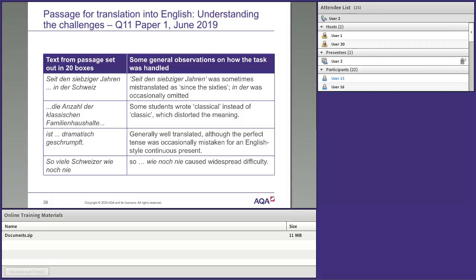So in 2019, 70er Jahre was sometimes translated as the 60s, and in der was sometimes omitted. Classical was often used instead of classic. Sometimes the perfect tense in the ist geschrumpft here was mistaken for an English-style continuous present. So again, recognizing that perfect tense. Wie noch nie caused widespread difficulty, and again, all these little phrases with noch are vital that students get used to them.